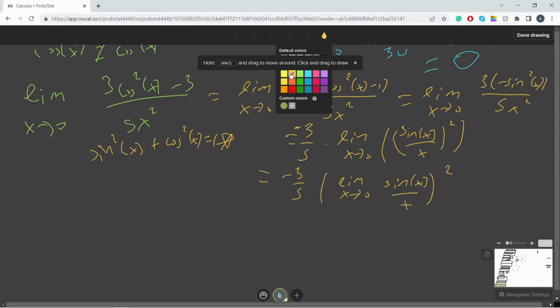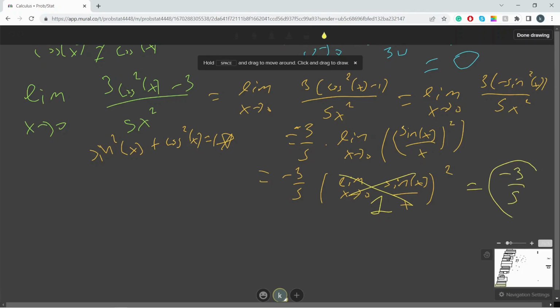And what do we know about the inside limit? Well, this limit is clearly the special limit definition we went over in the previous two videos. So this guy is going to be 1. Now what is negative 3/5 times 1 squared? Well, that's negative 3/5, and that's the answer to this problem.